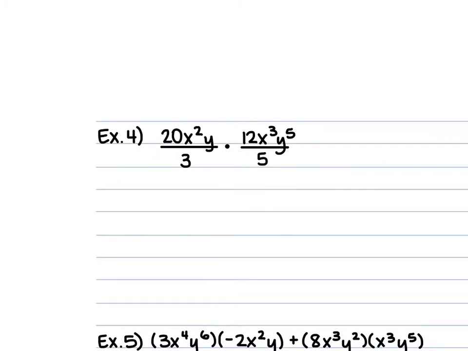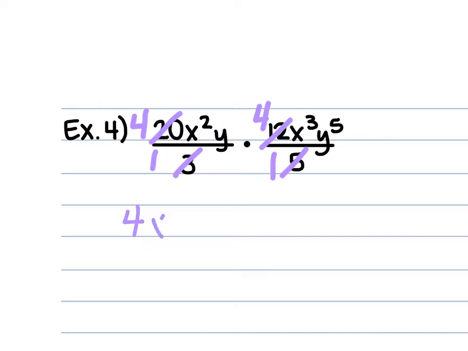For example 4, we have 20x squared y all over 3 times 12x cubed y to the 5th power all over 5. So if you remember when you're multiplying fractions, if you can cross simplify, you can. In this case, the 5 and the 20 have a common factor of 5, so the 5 can become a 1, the 20 can become a 4. The 3 and the 12 share a common factor of 3, so the 3 would become a 1, and the 12 would become a 4. So this would turn out to be 4x squared y times 4x cubed y to the 5th.